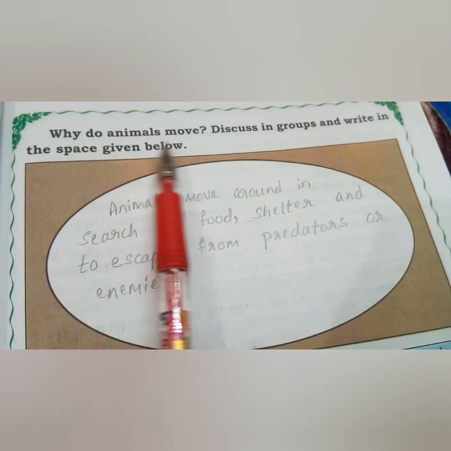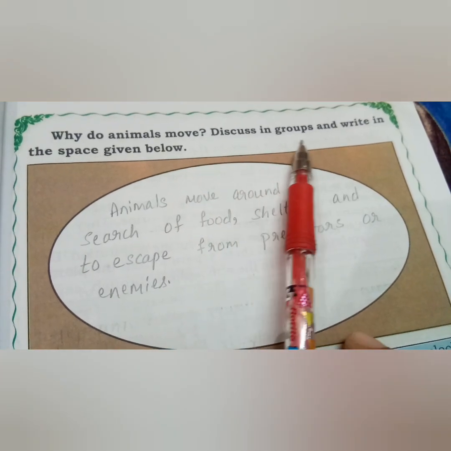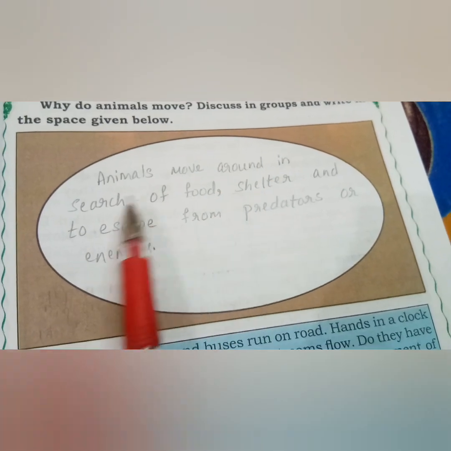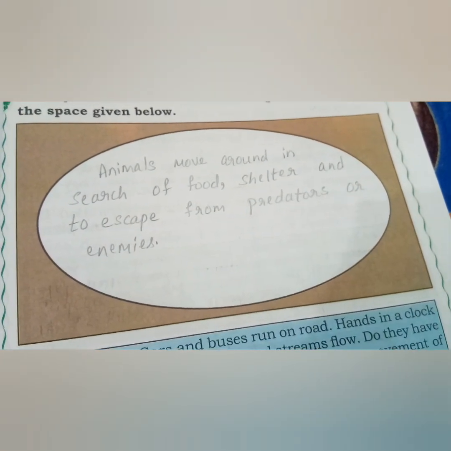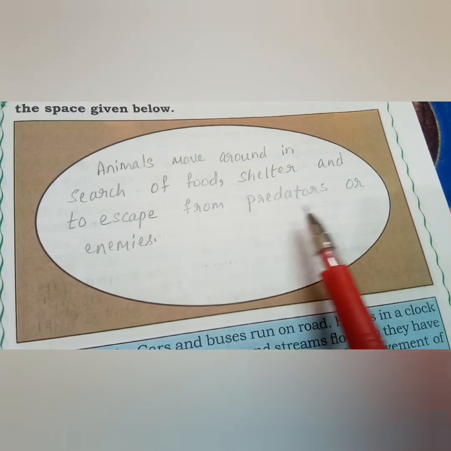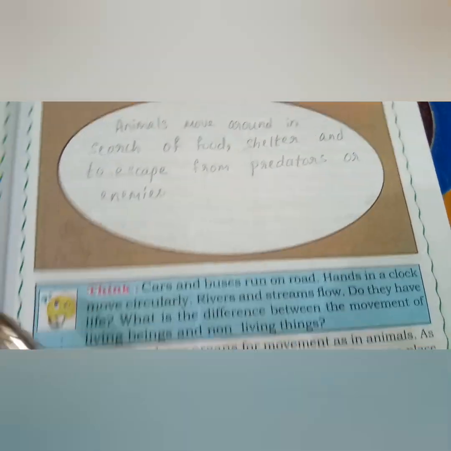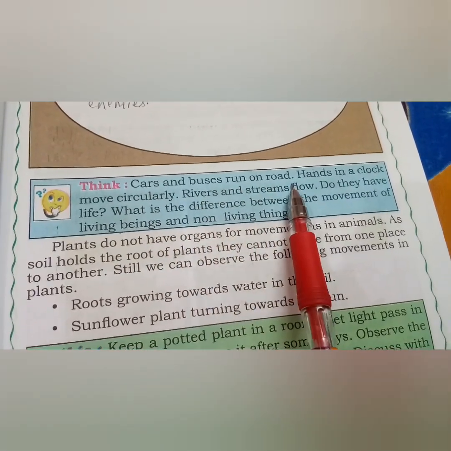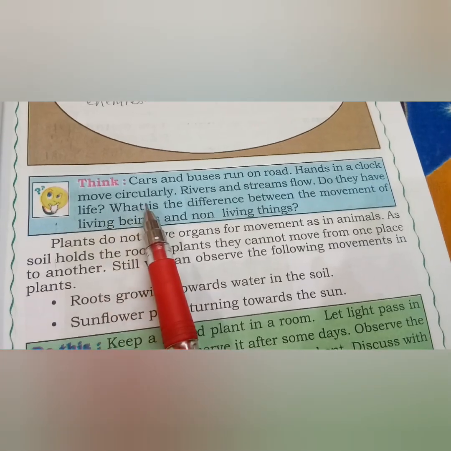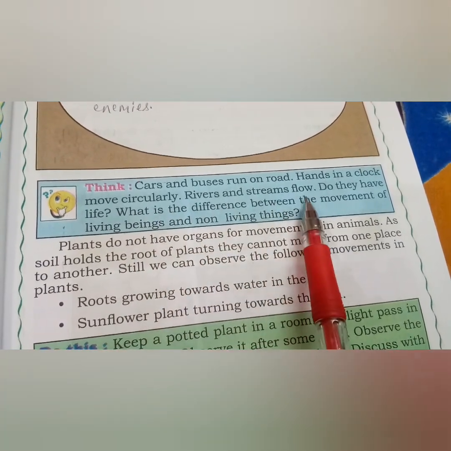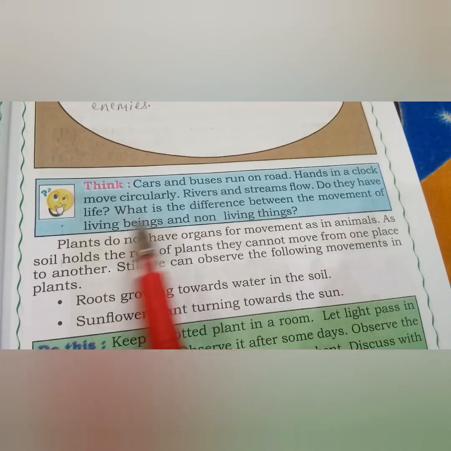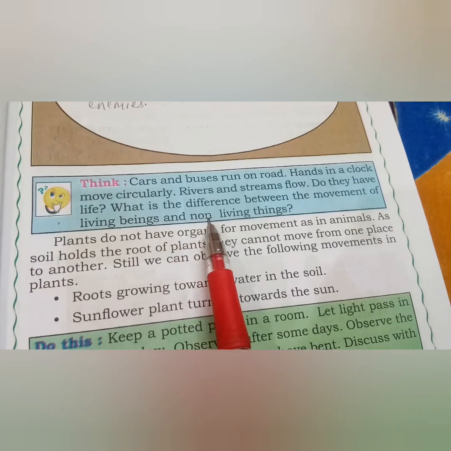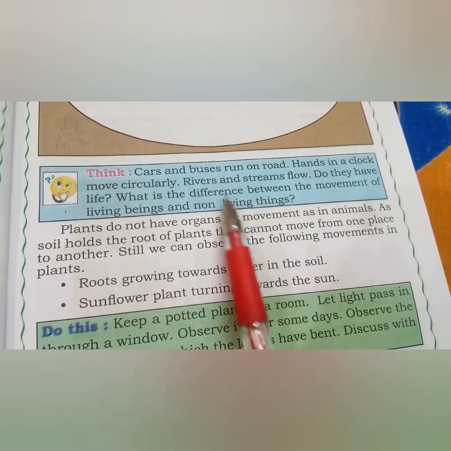Next, why do animals move? Discuss in groups and write in the space given below. Animals move around in search of food, shelter and to escape from predators or enemies. Next, think. Cars and buses run on road. Hands in a clock move circularly. Rivers and streams flow. Do they have life? What is the difference between the movement of living beings and non-living things?